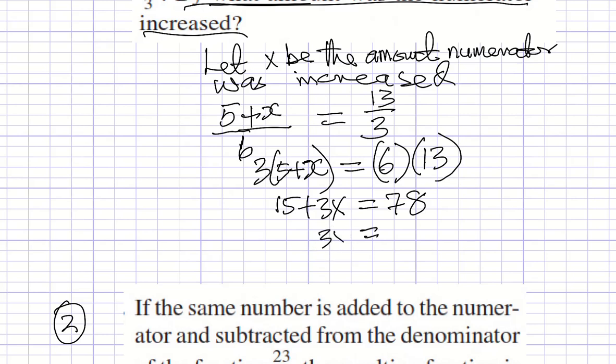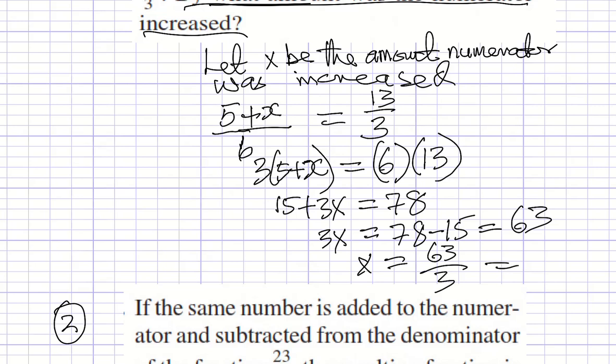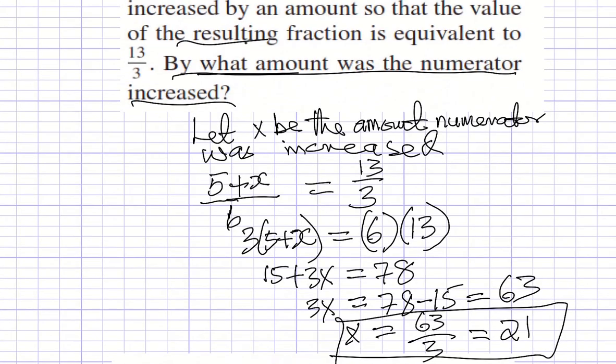From there, I said 3x is equals to 78 minus 15, okay? That's equals to what? And then you do that, what do you get? You get 63, okay? And then x equals to 63 over 3. That's, you get 21, okay? That's equals to 21, okay? That's your x there.